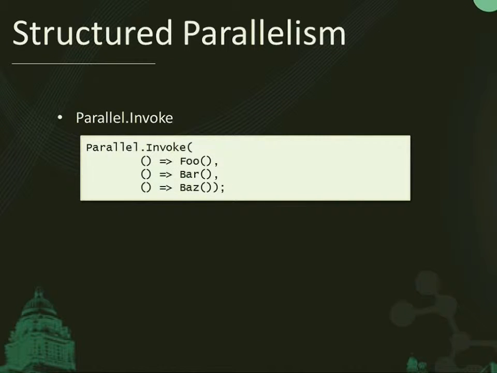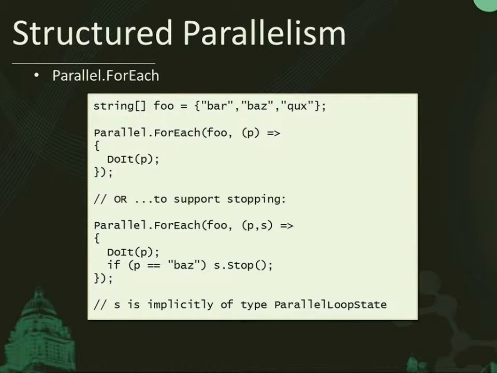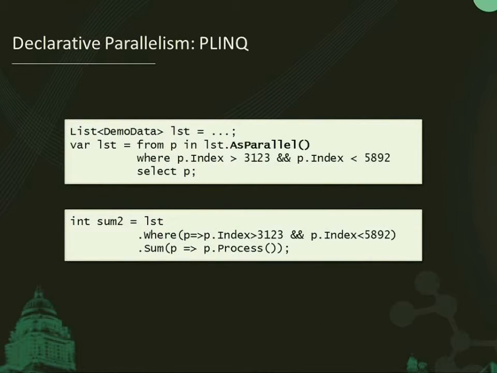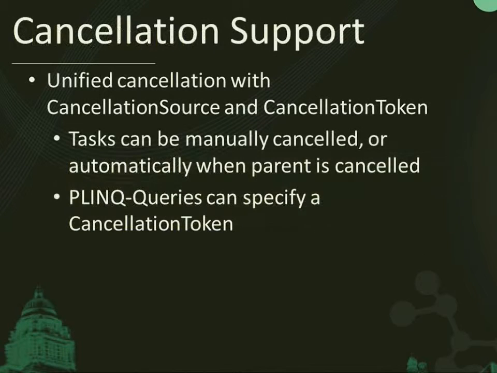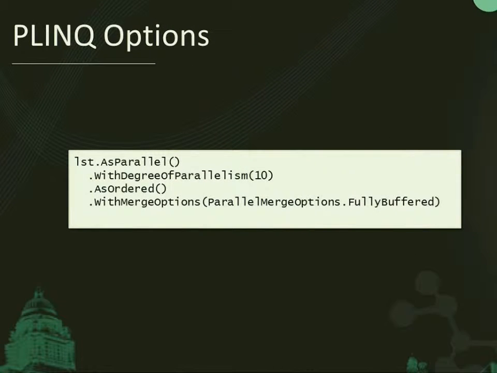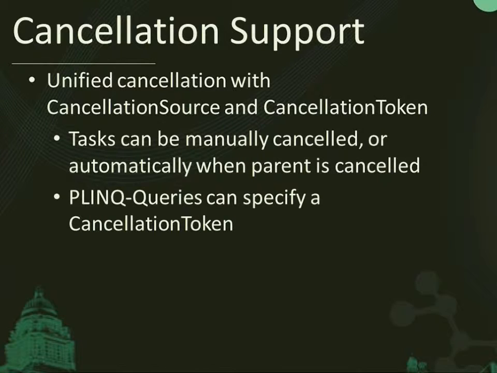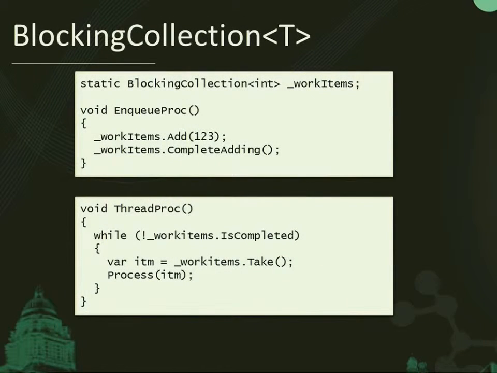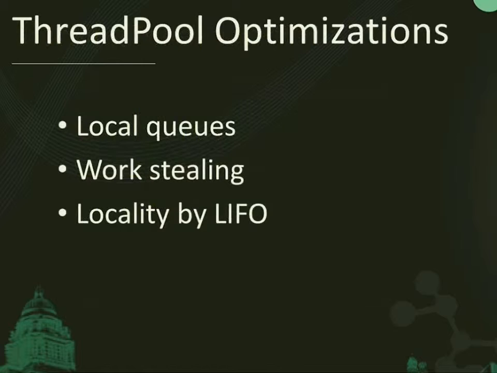You've seen Parallel.Invoke. We've seen Parallel.ForEach at the beginning, where you can pass in a list and a delegate, or a list and a lambda expression to execute on each item. We've definitely seen AsParallel and all the options, buffering, degree of parallelism, and ordering. You have this unified cancellation using CancellationToken and CancellationTokenSource. We've seen that one. And we've seen the BlockingCollection just right now at the end.